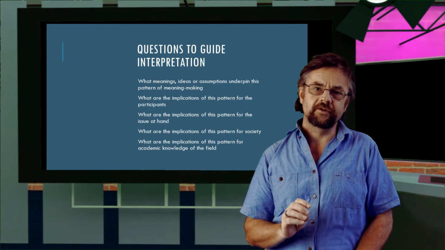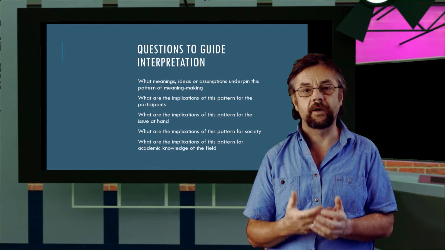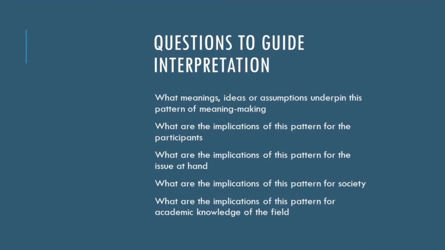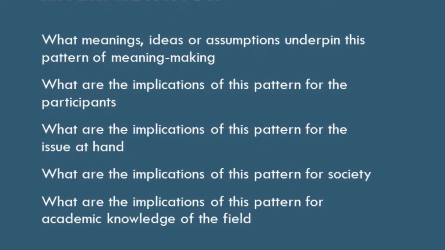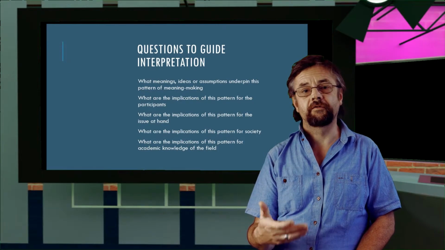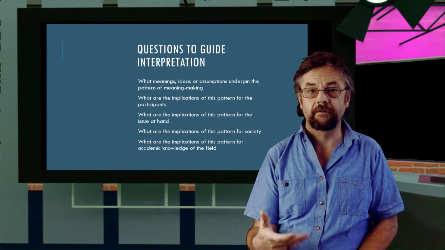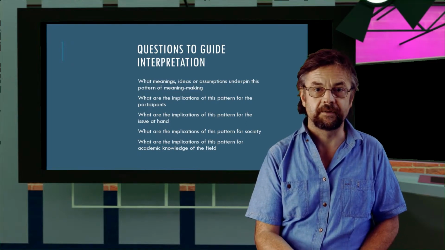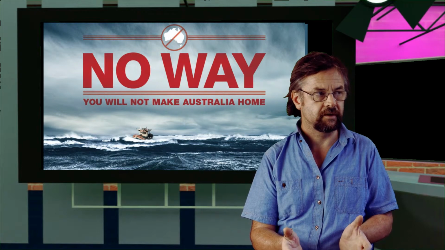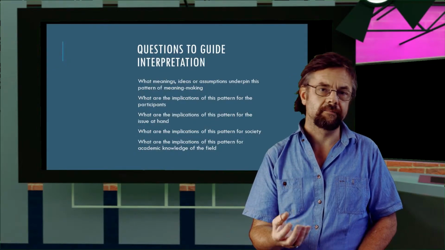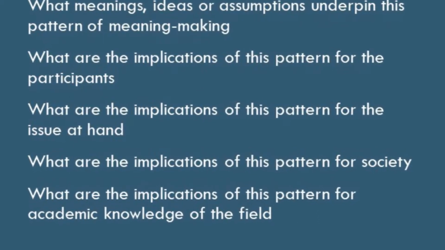Now, what are some of the questions we can ask to help guide our interpretive analysis? Well, we're looking here at questions about implications. What are the implications for a participant talking about a thing in a particular way? What are the implications for how others think about this thing, and what are the implications for society? So thinking about refugees, what are the implications for a participant talking about refugees in a particular way? What are the implications for refugees, for people talking about them in particular ways? And what are the implications for society of lots of people talking about refugees, framing refugees in a particular way? And what are the implications for academic knowledge? What have we learned from the way people talk about refugees?